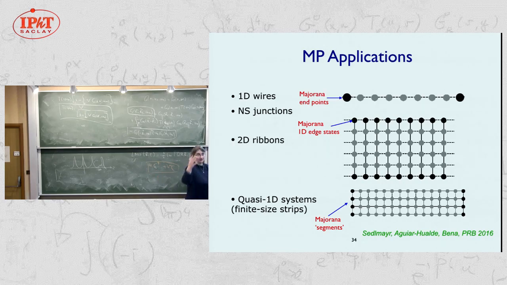But if my system becomes a square, the two Majoranas will go where? They don't know where to go. So the state is kind of ill-defined, and there is no longer really a Majorana. So I'm going from this type of system to this type of system.